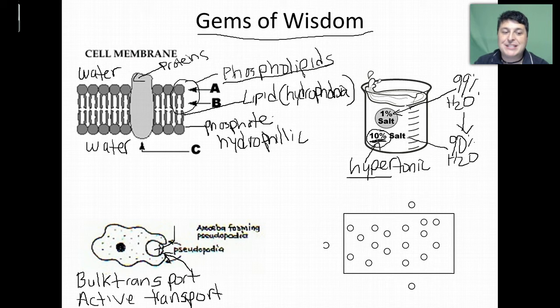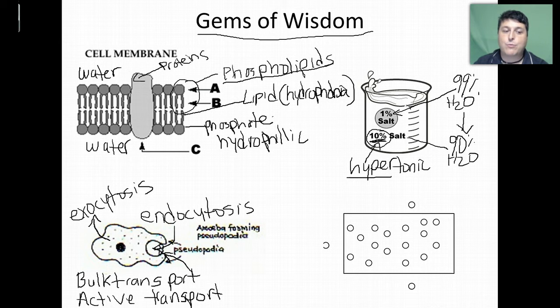When something goes into the cell, that's going to be endocytosis. So like this amoeba is forming its pseudopods and bringing in a chunk of food. We call that endocytosis. And then, of course, if our amoeba decides that it needs to get rid of a big chunk of waste and it's going to push that waste out of the cell, that's going to be exocytosis.